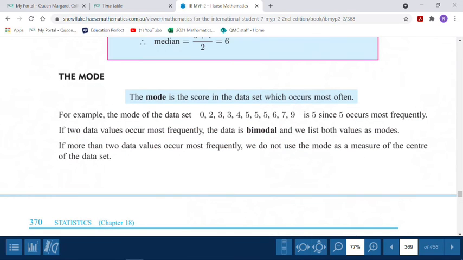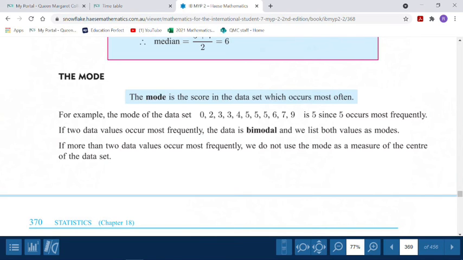And then finally, mode is the one that occurs most often. If you have exactly 2 modes, it's often called bimodal, like bicycle, right? Bi means 2. So that means 2 modes. Bimodal means 2 modes. And so you'd list both values. If they occur more frequently than that, then don't use the mode. So they would just say no mode. So this book is a no mode situation.